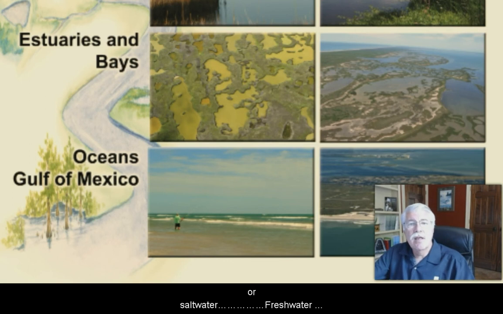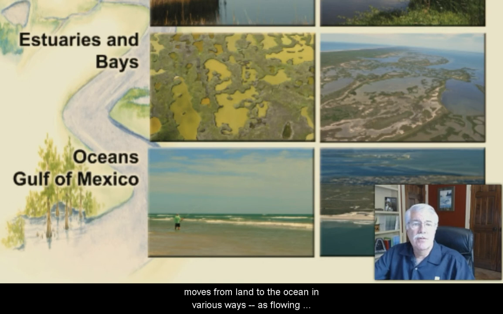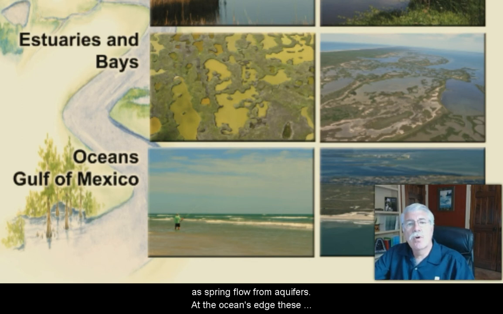Fresh water moves from land to the ocean in various ways: as flowing rivers, as streams, as runoff from land near the coast, and as spring flow from aquifers. At the ocean's edge, these freshwater inflows mix with saltwater to create Texas's many brackish estuaries. Now again, brackish water is a mix of freshwater and saltwater. This freshwater inflow delivers essential nutrients and sediments, along with the freshwater.